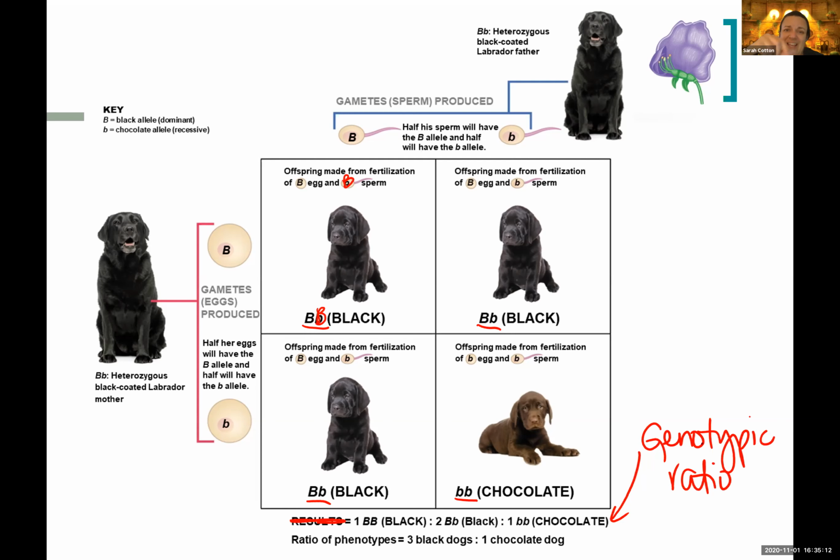So rather than thinking of it like a checklist, think of it as, for any puppy that is produced, there's a 25% chance that it's going to be homozygous dominant. There's a 25% chance that it's going to be homozygous recessive. And there's a 50% chance that it's going to be heterozygous. Okay. That's the way I want you to think about it. Okay. And then our phenotypic ratio down here, 3 black to 1 chocolate.